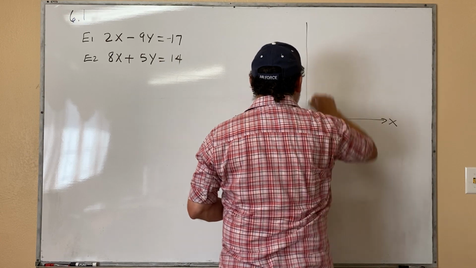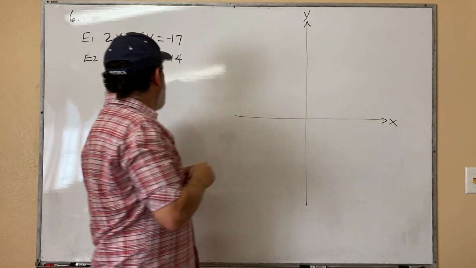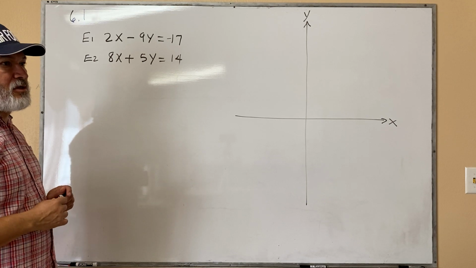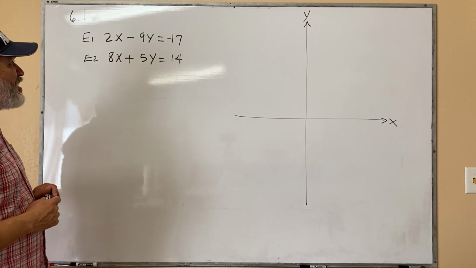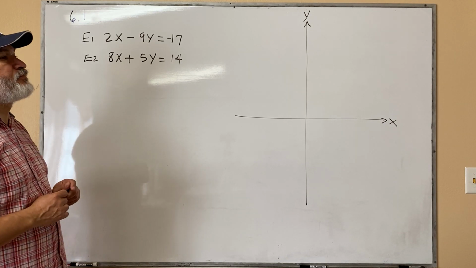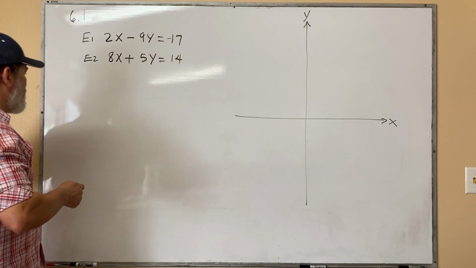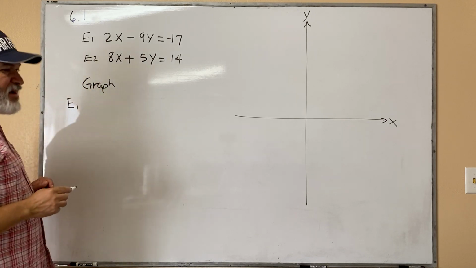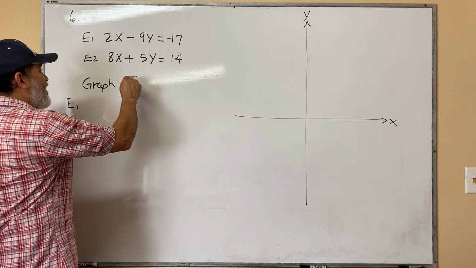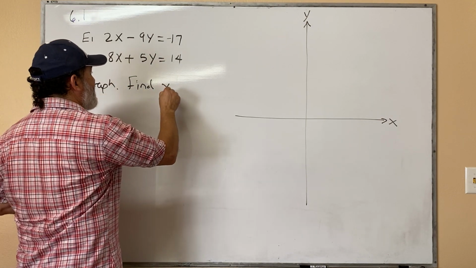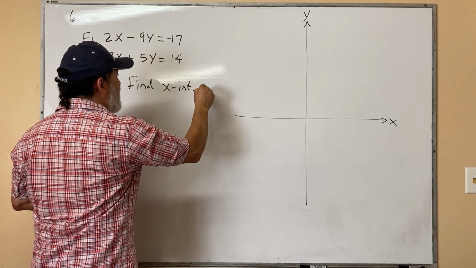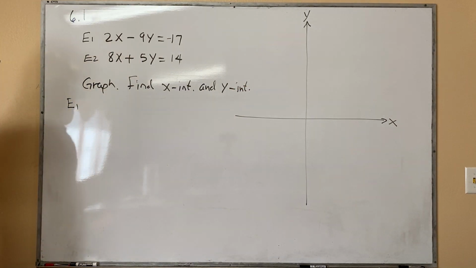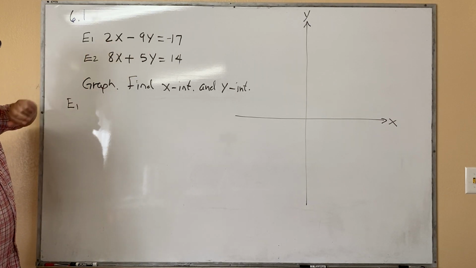this is x and this is y. To graph equation 1, you can find the X-intercept and the Y-intercept. For the Y-intercept, let x be 0.